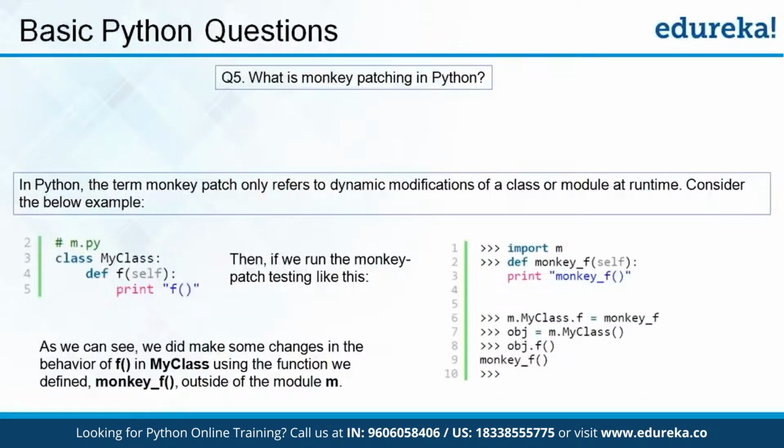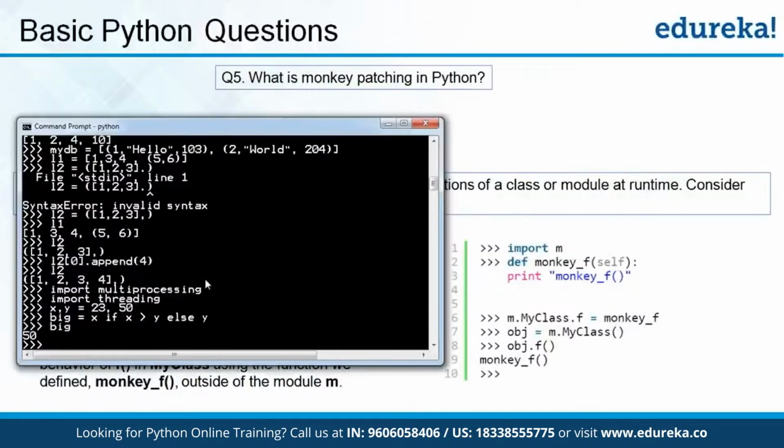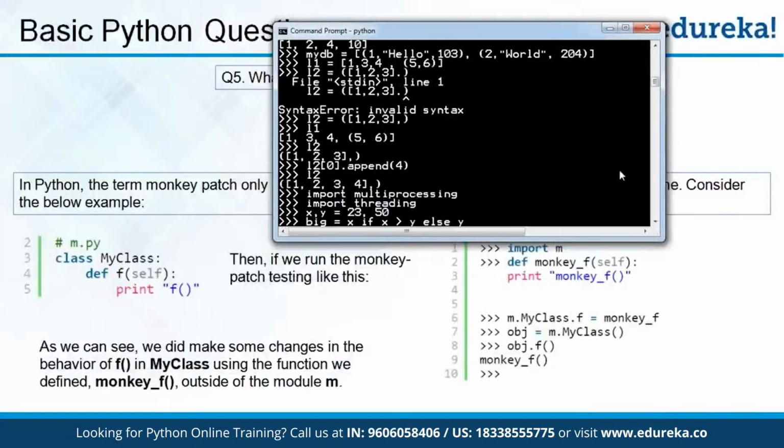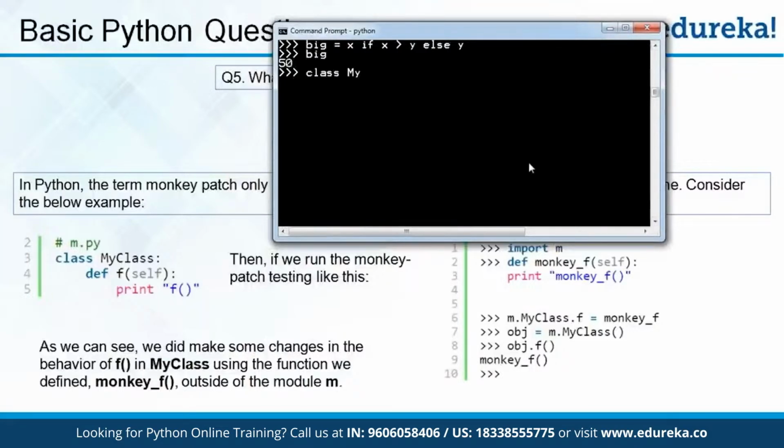This is something which appears when you have gotten into classes. It basically means that you're applying a patch at runtime, or dynamic modification of a class or a module at runtime. So let's quickly recreate this example over here, and then I'll tell you the use of monkey patching.